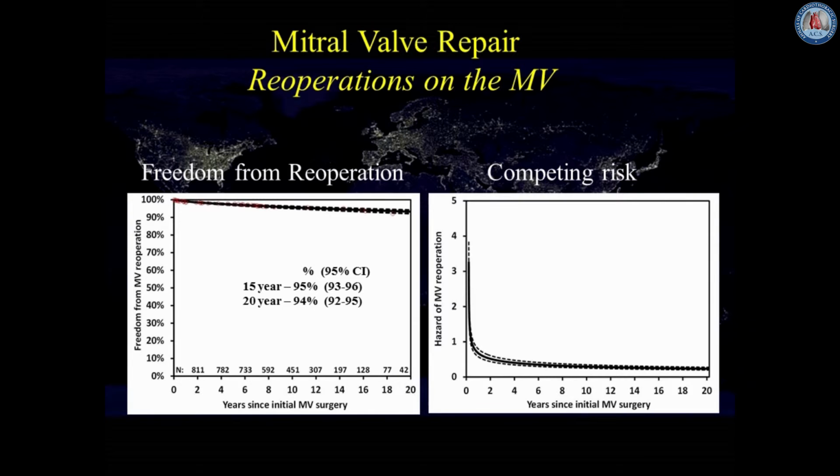This slide shows the freedom from reoperation at 15 and 20 years. It was 95% at 15 years and 94% at 20 years. The image on the right side shows the competing risk for reoperation of the mitral valve is highest in the first 4 years and then plateaus to a very low probability.